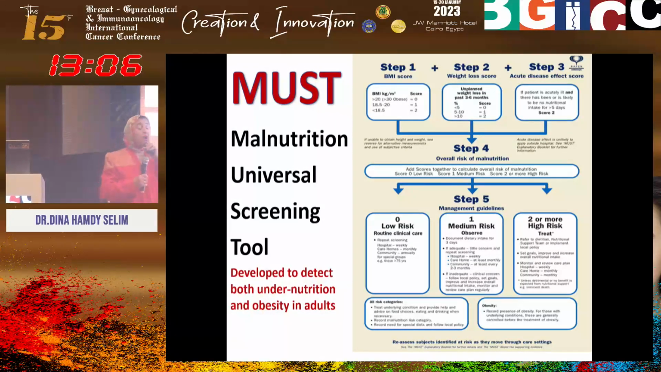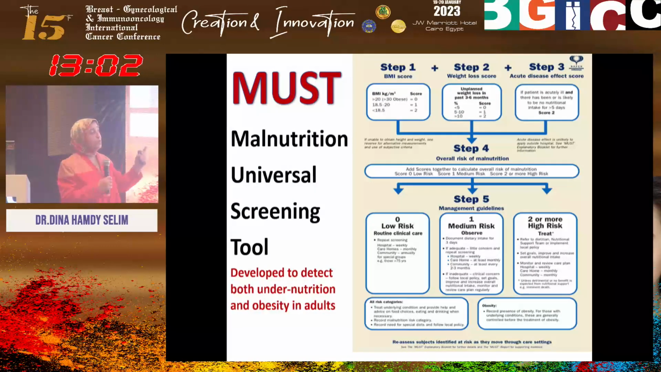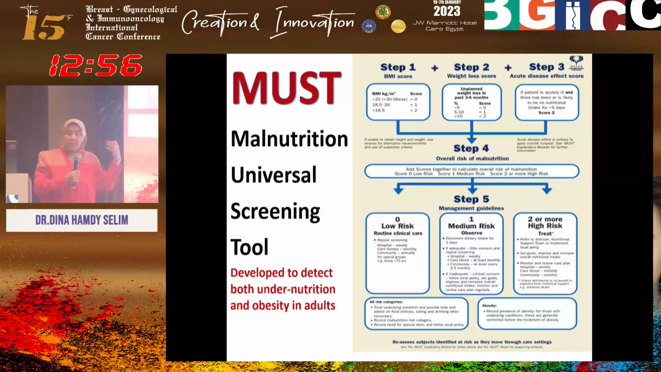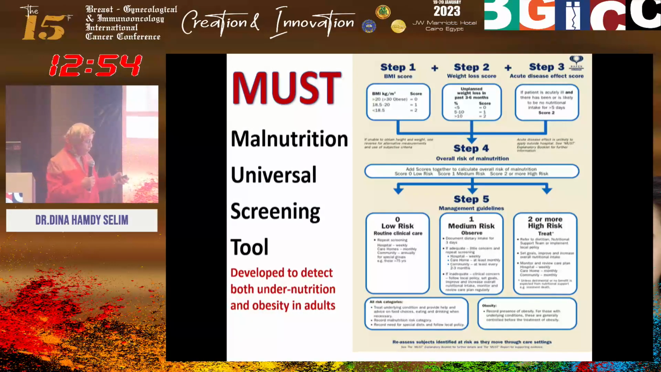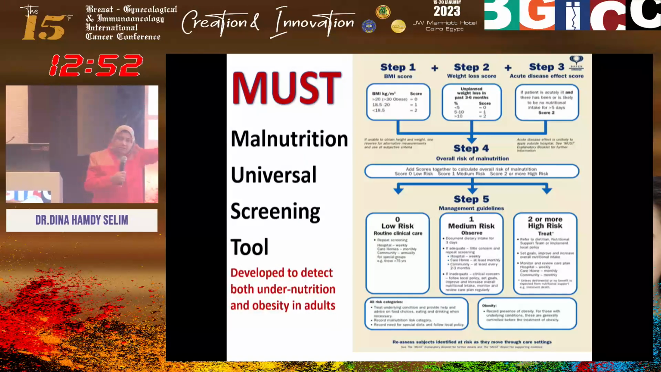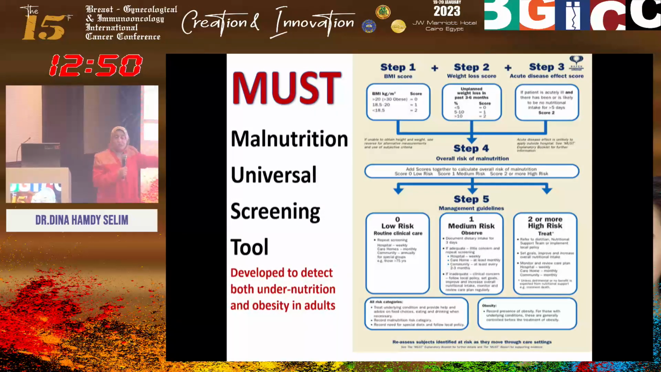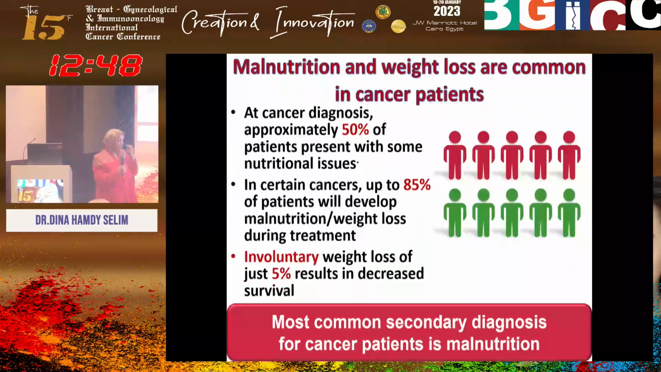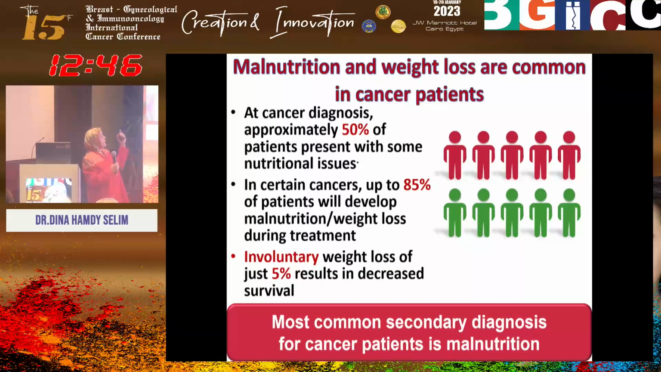But we have to ask about unintentional weight loss and relate it to the disease condition, and ask about dietary habits and how much food your patient is taking. After this gathering and submission of the score, it will result in the stage.